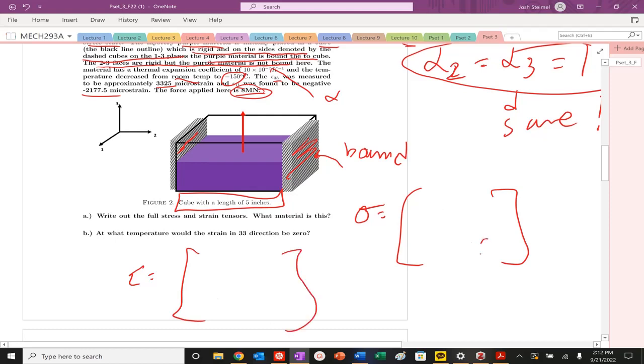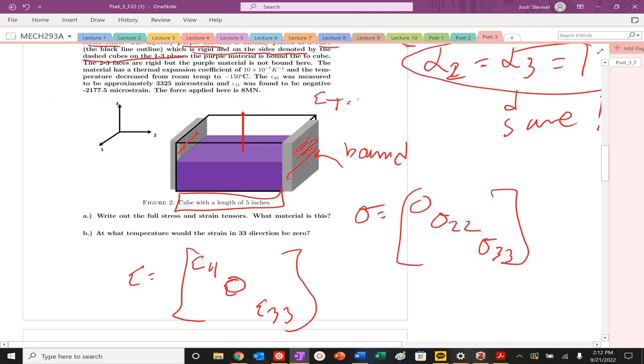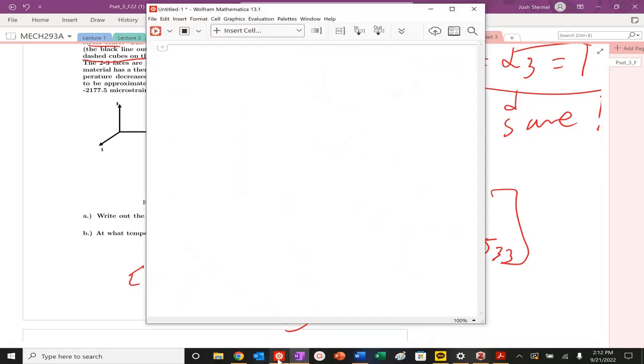Let's figure out where strains will exist and where they're not going to exist. So clearly there's a stress in the 3-3 direction. We can see that there. What about a stress in the 2-2? Yes, because the material is going to want to contract as it's being pulled up, but it's being constrained by the walls. There will be no stress holding it in the 1-1 direction effectively. There will be strain in 1-1, no strain in the 2-2, and then there will be strain in the 3-3. So we know the strain in the 1-1, we know the strain in the 3-3.